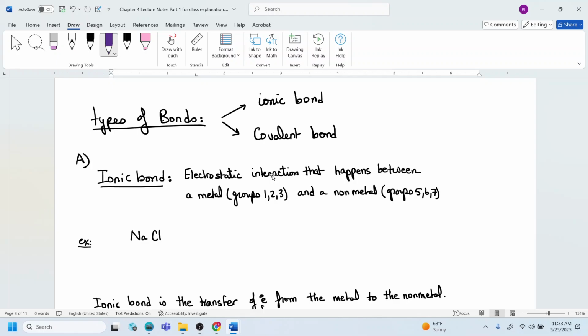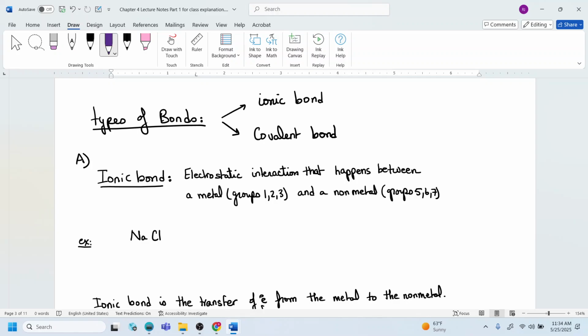So how do we form ionic bonds? Ionic bonds are formed whenever you have an electrostatic interaction that happens between groups 1, 2, 3, which is metals, and non-metals, which is groups 5, 6, and 7. Guys, it's not necessarily just those metals. We can do transition element metals as well. So it's either groups 1, 2, 3 or transition elements, as long as it's between a metal and a non-metal.